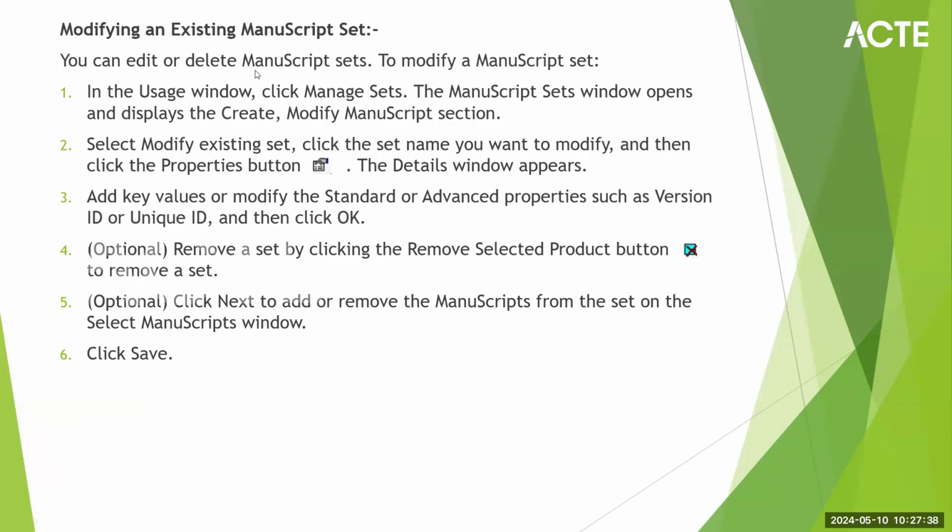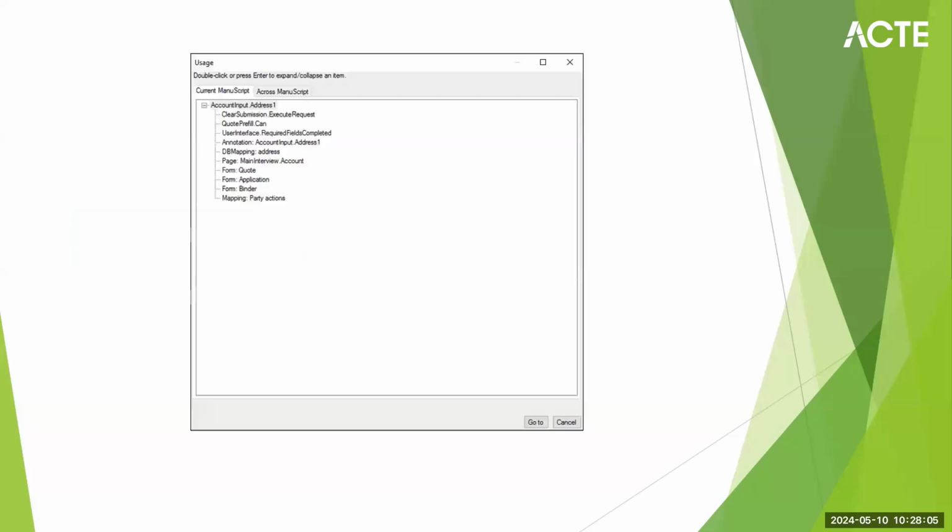Modifying an existing manuscript set: if you want to change or delete anything in the manuscript set, you can do it. These are some of the steps. In the users window, click manage sets. In the manage sets window, create or modify the existing manuscript set. Then select modify existing set. You can ignore this, as people with almost 10 years of experience will be doing this.